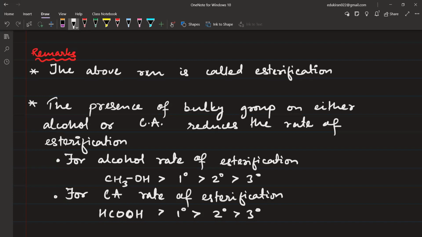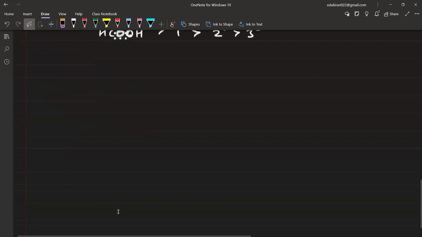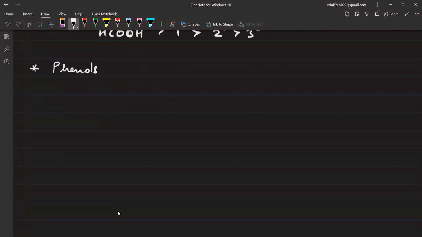So this is known as esterification reaction. Also, this type of reaction is also shown by phenols. Please write the third point in the remark: phenol shows similar reaction.